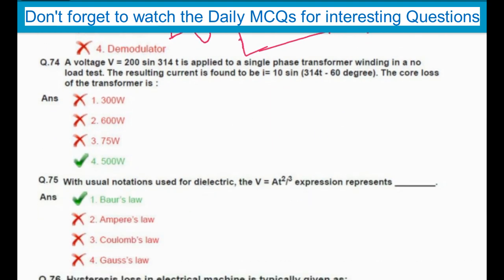74. A voltage V is equal to 200 sin 314t is applied to a single phase transformer winding in a no load test. The resulting current is found to be I is equal to 10 sin(314t minus 60 degrees). The core loss of the transformer is.